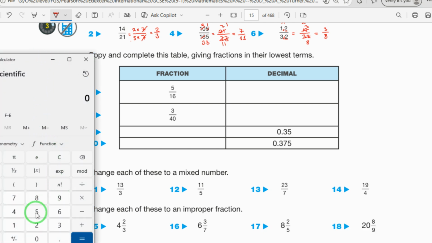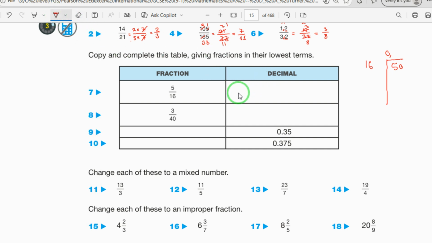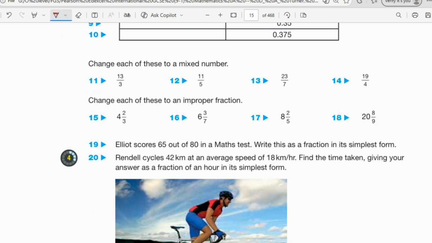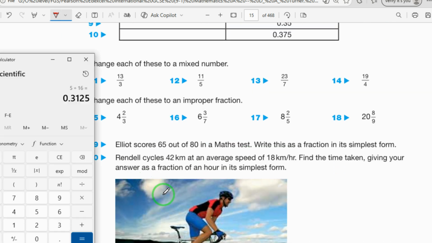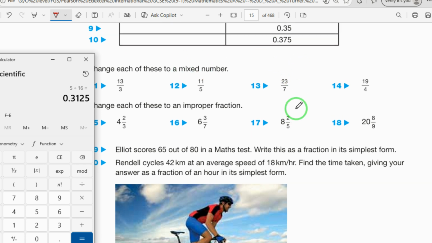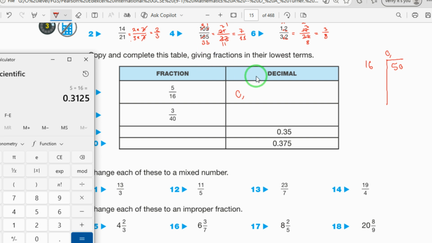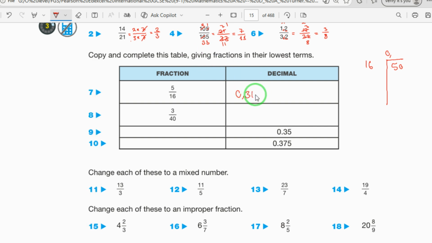In calculator you just divide. Now it's okay. Equal to 0.03125. We have 0.03125. This is the answer. But if you don't have permission to use a calculator at that time, you use long division.